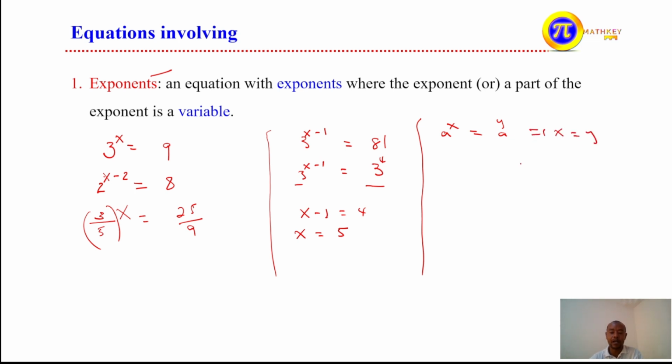Similarly, if they have the same base, for instance, here is a to the power of 3x plus 1 equals a to the power of x plus 1, the same base. In that case, what shall we do? That means we make the bases equal, so the exponents are equal. That means 3x plus 1 is equal to x plus 1. After that, we can solve the value of x. So in any case that we come across, we can solve equations involving exponents.